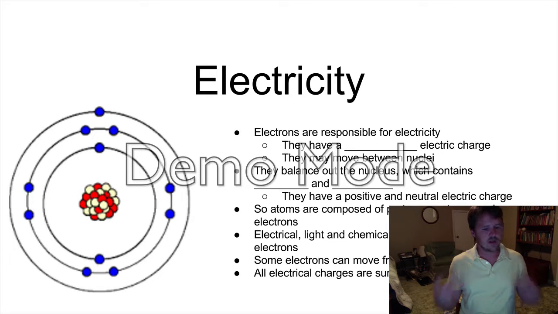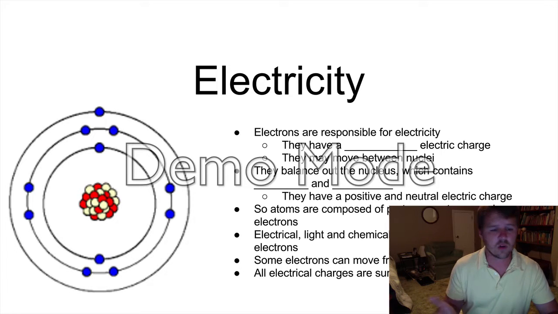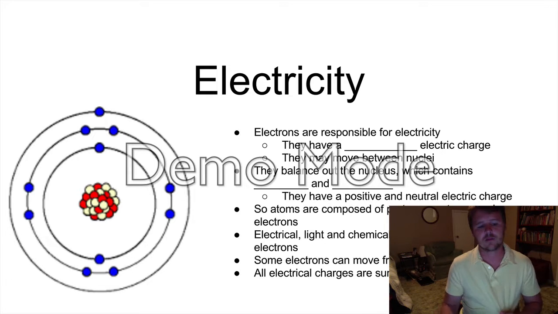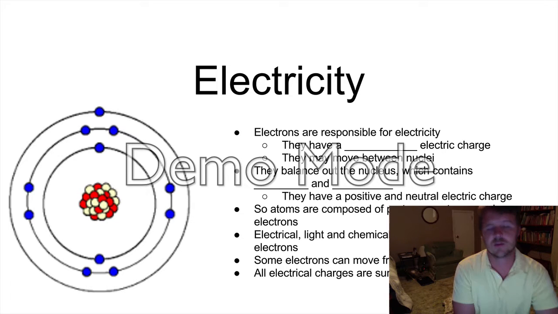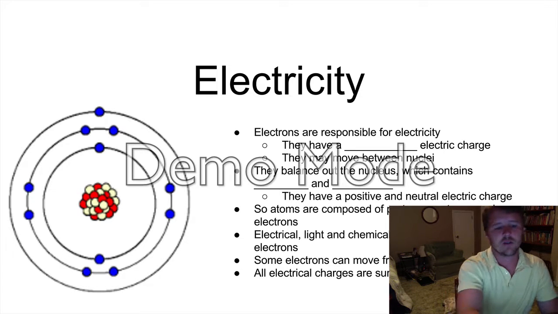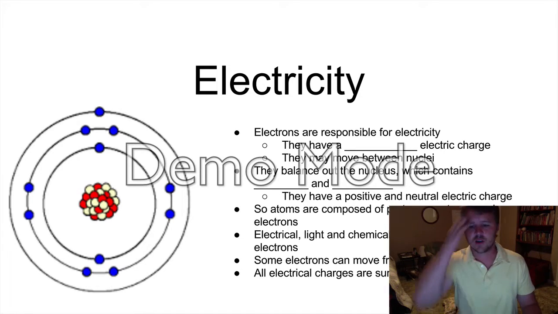So these electrons are spinning around this nucleus like they're a moon or like they're Earth orbiting the sun. So they're attracted to it. But they can fly away to other atoms close to them. And it's this flow of electrons that causes electricity. It's the movement of electrons between atoms. So atoms, to go back a little bit, are composed of protons and neutrons and electrons.